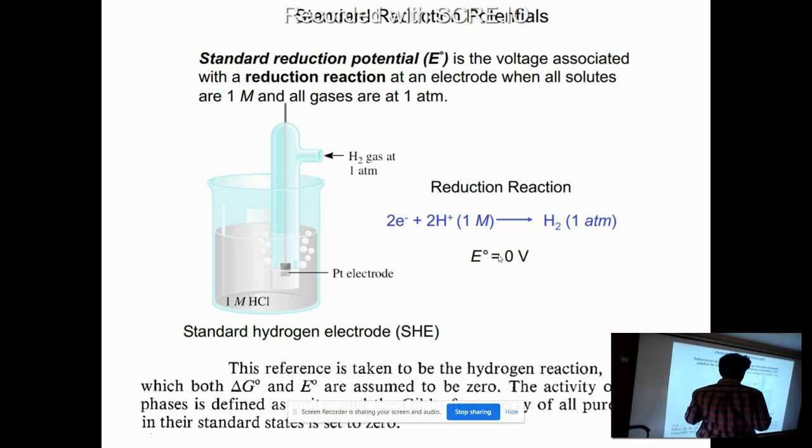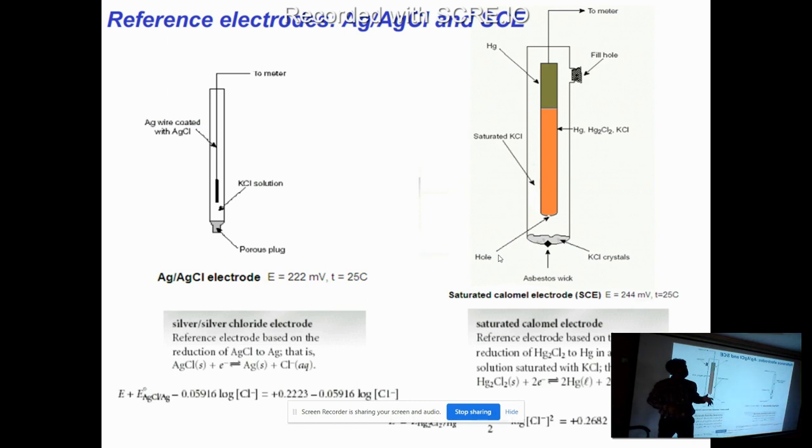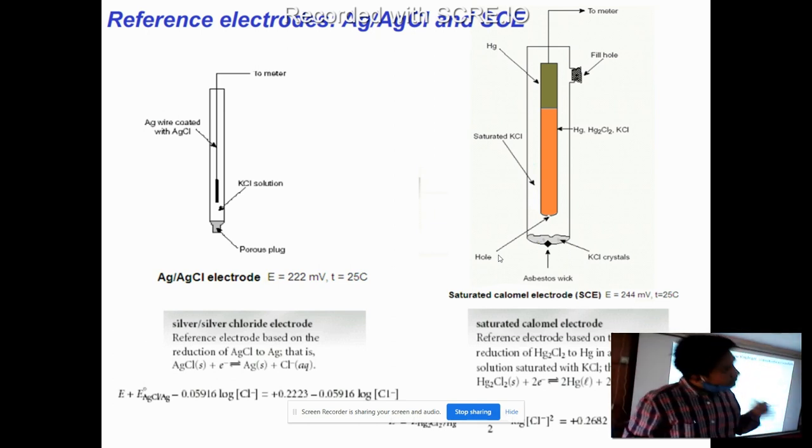Now, the question will be, because it is very difficult to handle hydrogen gas at 1 atmosphere, people have found it hard to fabricate the system. So they have gone for two more reference electrodes: Ag/AgCl, in which silver chloride is in equilibrium with silver, or the calomel electrode system, where mercurous chloride is in equilibrium with mercury in saturated KCl solution. So these two are also reference electrodes.